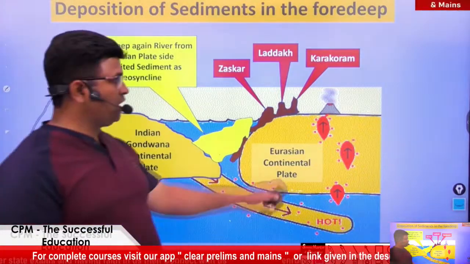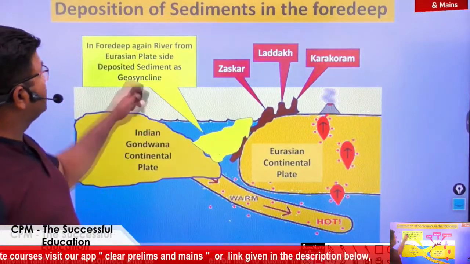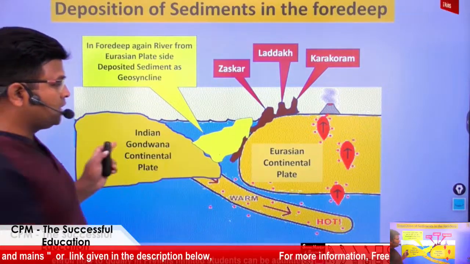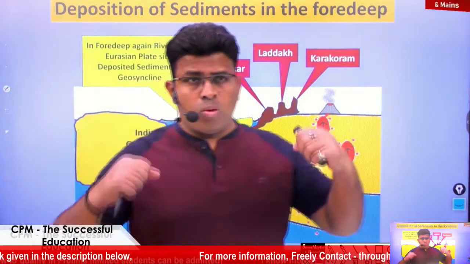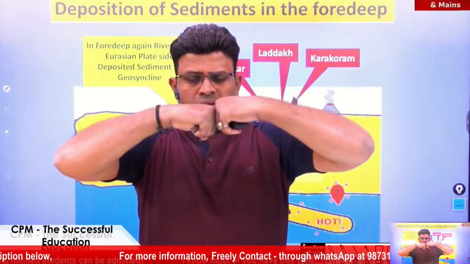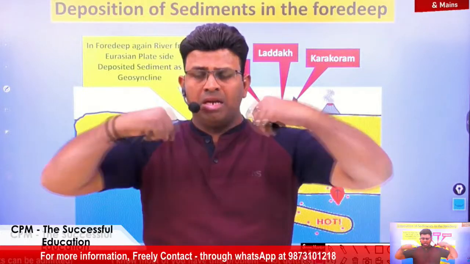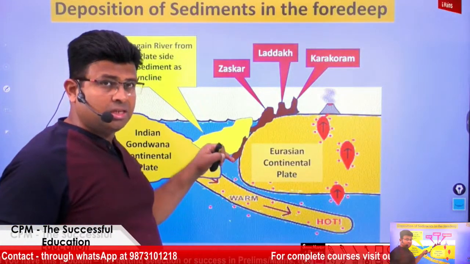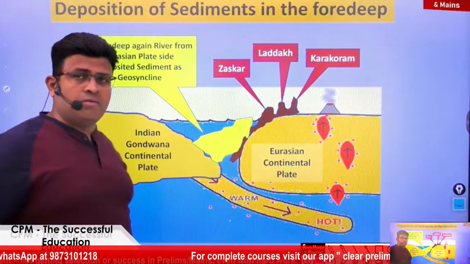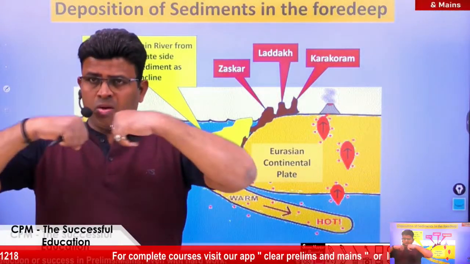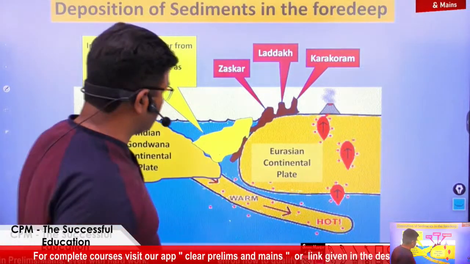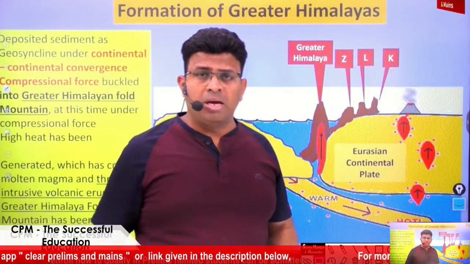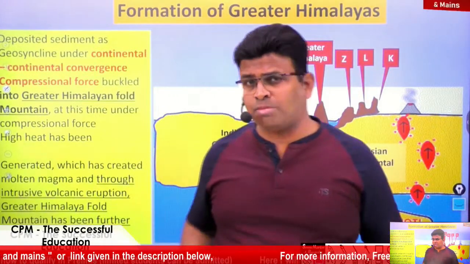Again, in the foredeep of Trans-Himalayas, I said that there is deposition of sediments in the foredeep. By whom? By the river. And now, under the continental, you know that once somebody is coming head-on in a collision, there will be more force, yes or not? So at that time, this deposited sediments by the river into this Tethys Sea in the foredeep area, what happened? Continental convergence and compressional force caused the formation of the first part, it is Greater Himalaya.